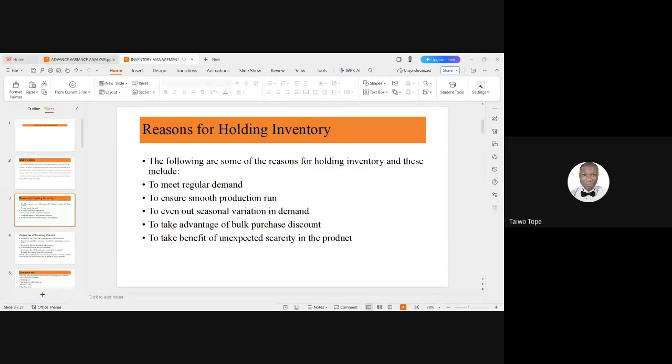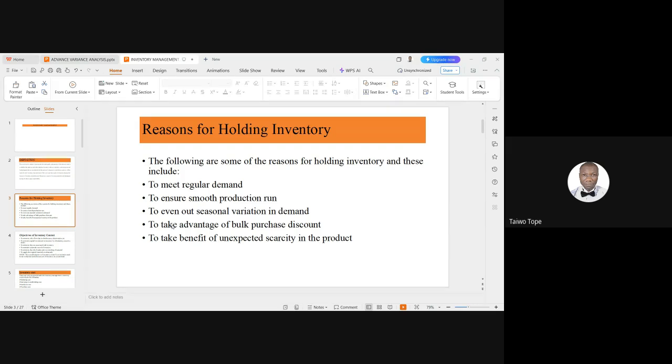So a very good organization should not run out of stock as a result of the fact that the raw material they use is seasonal. They should adopt a technique whereby they can have the raw material all year round.